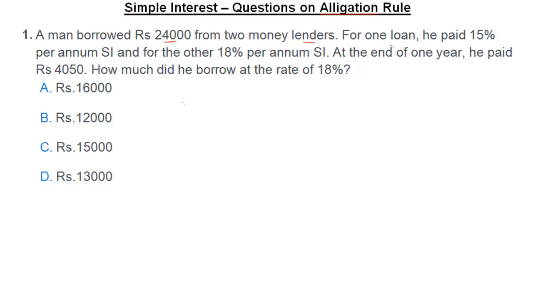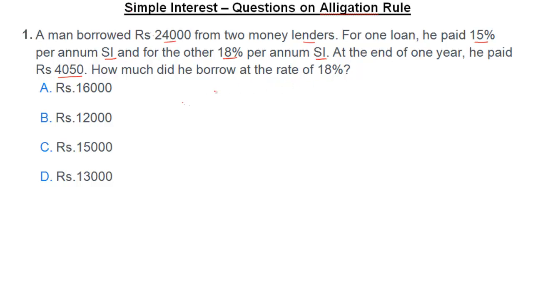money lenders. For one loan he paid 15% per annum simple interest, and for the other 18% per annum simple interest. At the end of 1 year he paid rupees 4050. How much did he borrow at the rate of 18%?